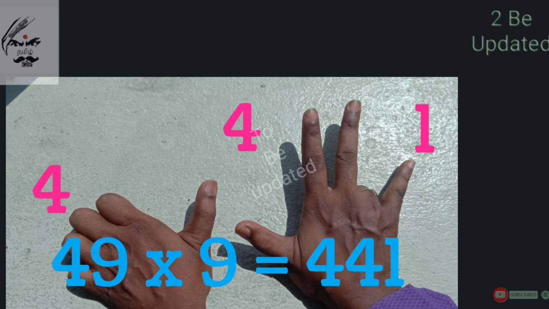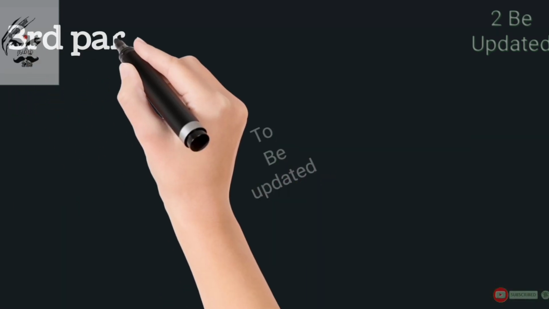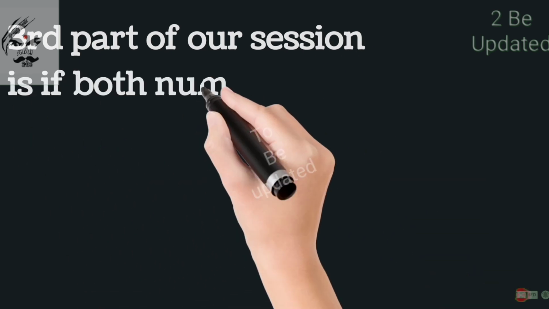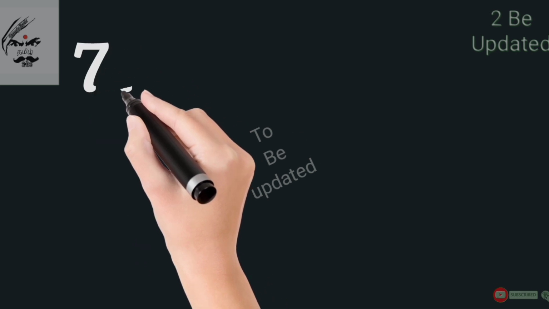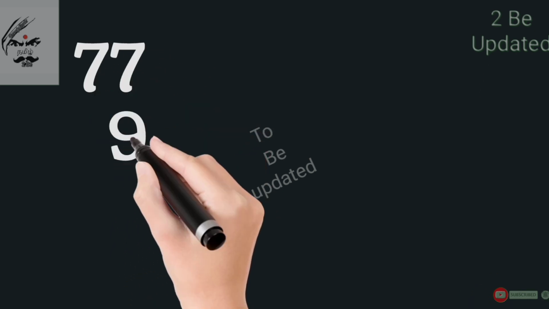If you don't understand, no problem. Just pause it, go back and watch again. You will get the point. Now we are moving to the third part of our section, that is both numbers are the same. For example, 77 nines are. Now I am not going to use fingers, rather just paper, it will be easy.